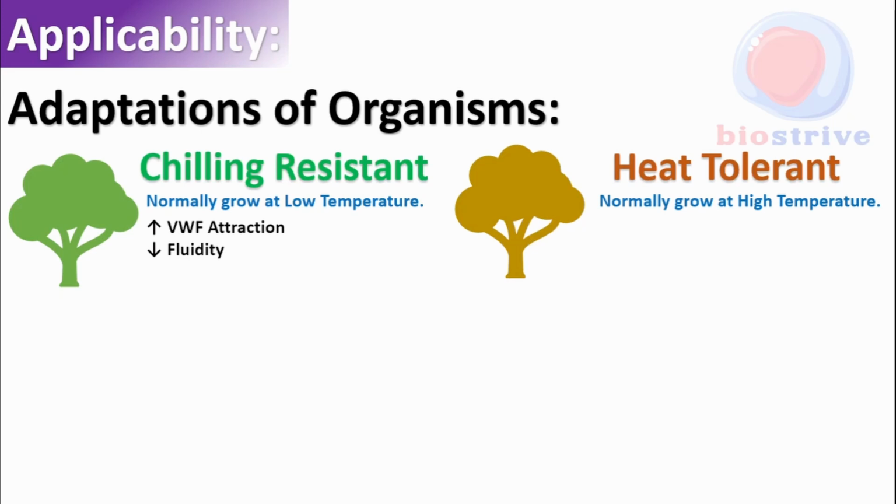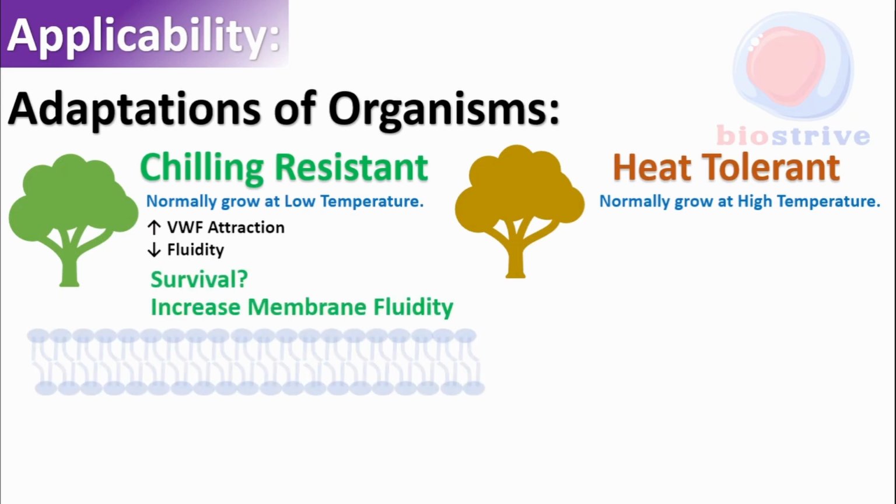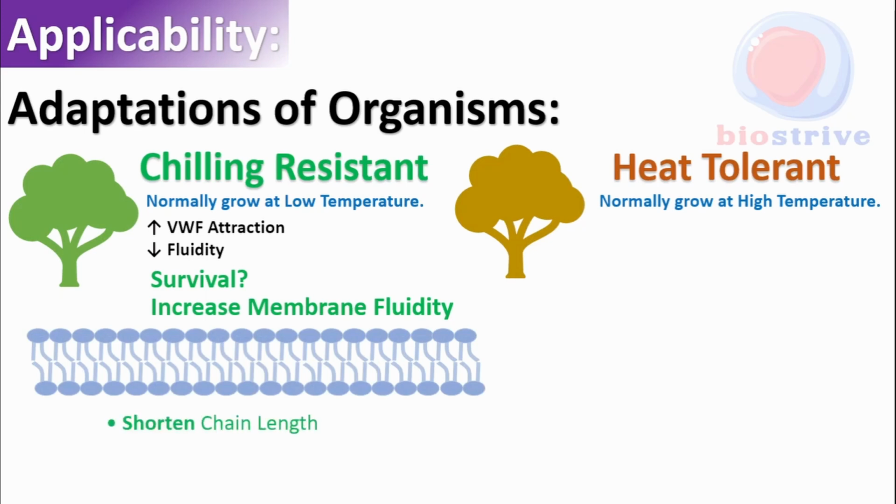So how do these cells survive? How do these cells adapt to such situations? Let's see. What will these cells do for survival? These cells will increase the membrane fluidity. And how will they increase the membrane fluidity? They will have to shorten their chain length. By shortening their chain length, the interactive forces or van der Waals forces of attraction will be decreased. If van der Waals forces of attraction are decreased, distance will be increased, molecular motion will be increased.